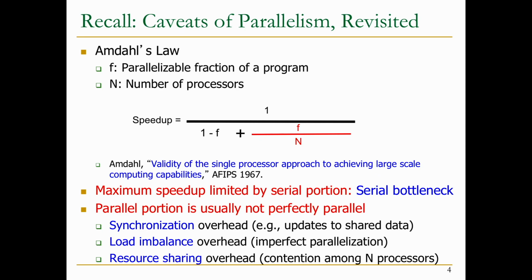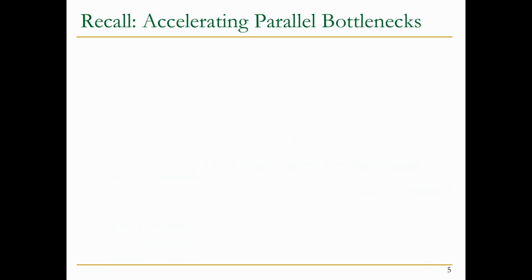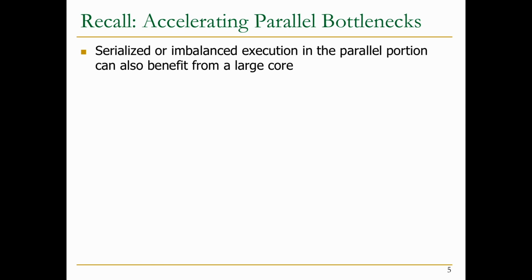And because of this, you can become serialized relatively easily in different parts of the program. And I'll give you examples of this. We already saw one example from MySQL, for example, yesterday. And this is what we were talking about when we parted yesterday. Basically, we have serialized or imbalanced execution in the parallel portion of a program. And this could also benefit from a large core. In this case, I'm talking about a large core. It's more general purpose. But clearly, you can specialize this core for execution of different types of code also.